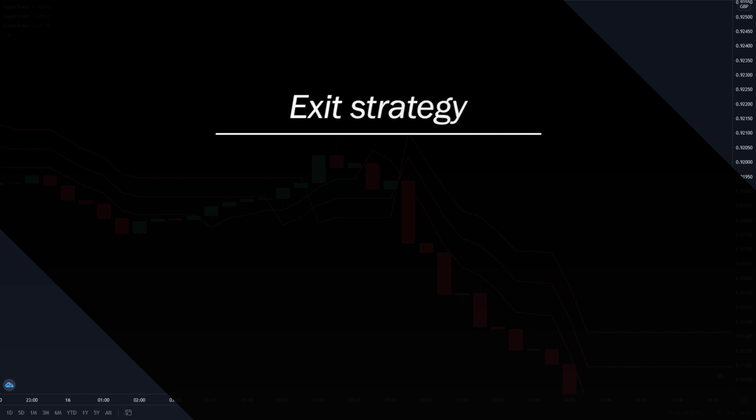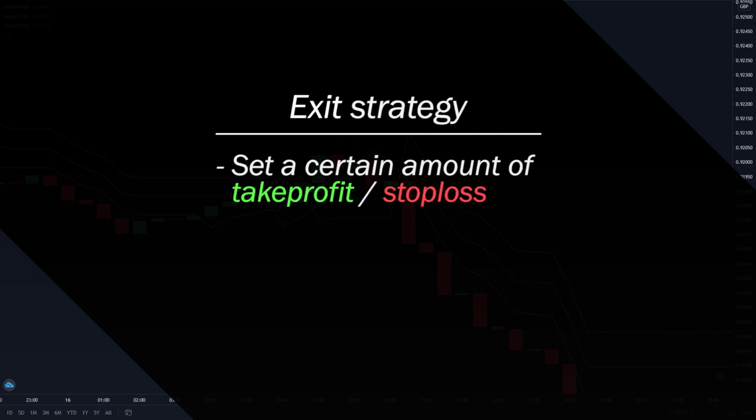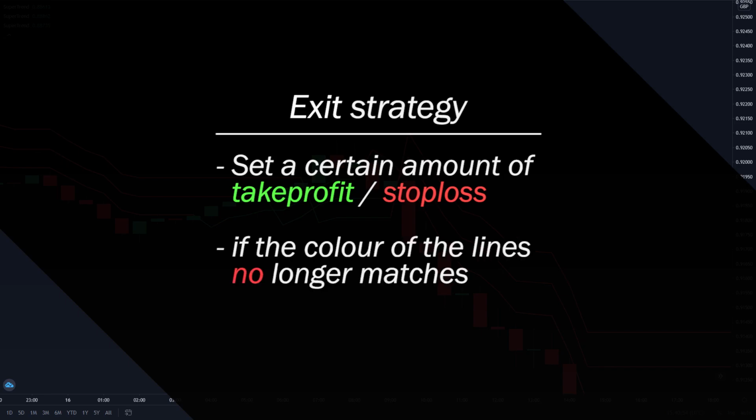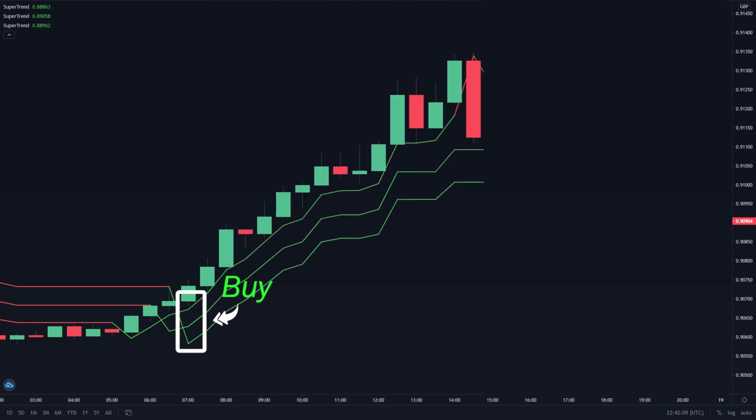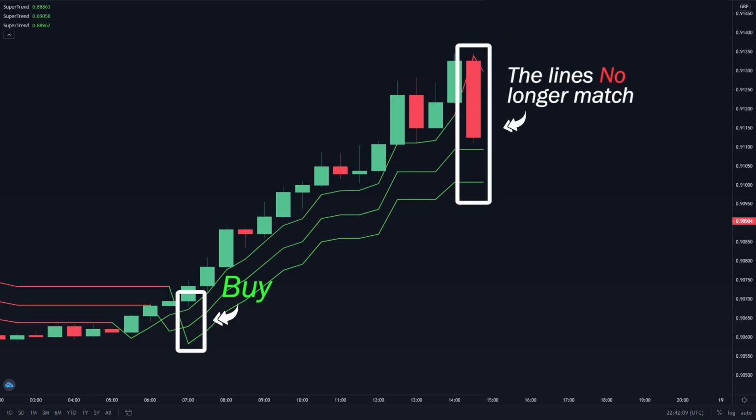And for our exit signal, there's actually a lot of ways you can do this. The first one is to set a take profit or stop loss. So you close your position if your trade reaches a certain amount of profit or loss. Another way is if the colors of the lines no longer match. Like in this example, we can see that the lines are all green, so you take a buy position. Next, you can see that one of the lines switches to a red color. And now that the lines no longer match, this is where you want to close your buy position.